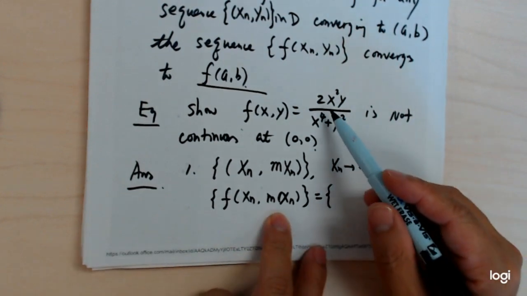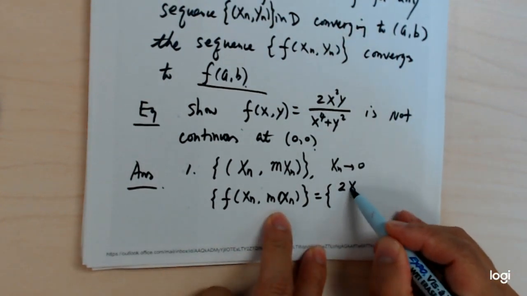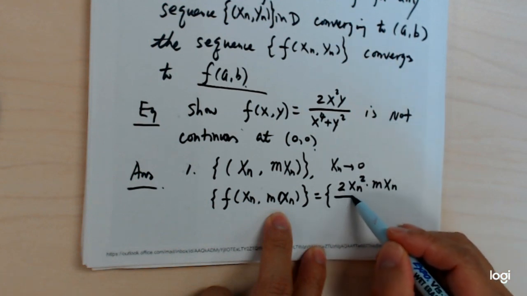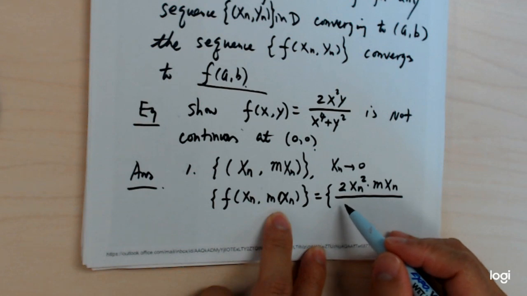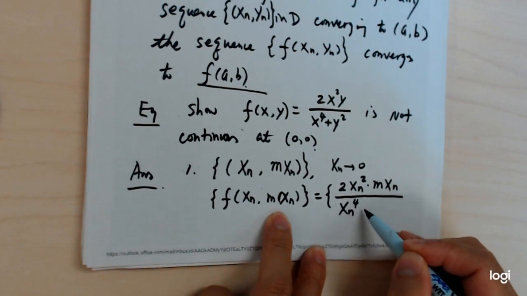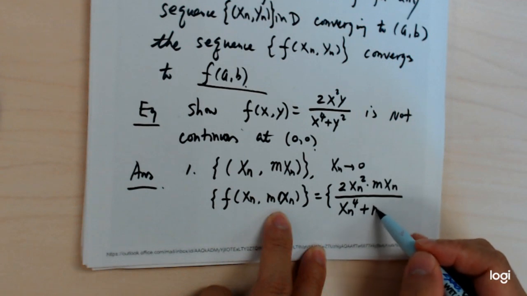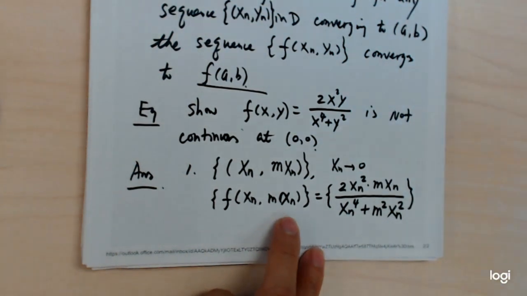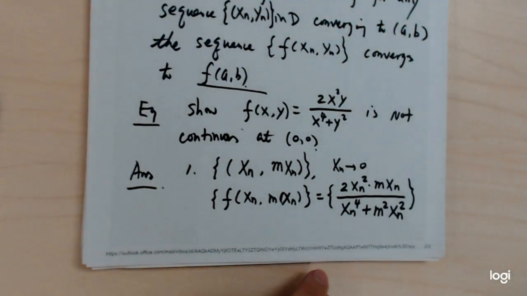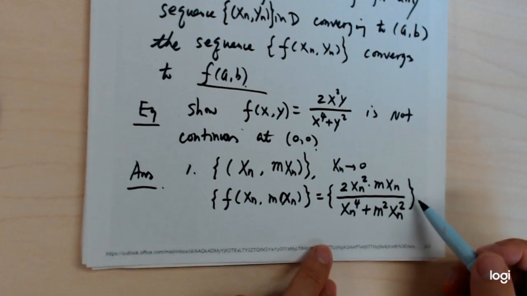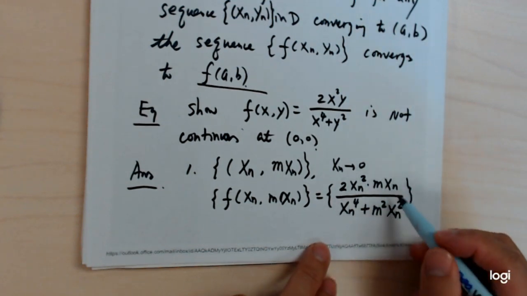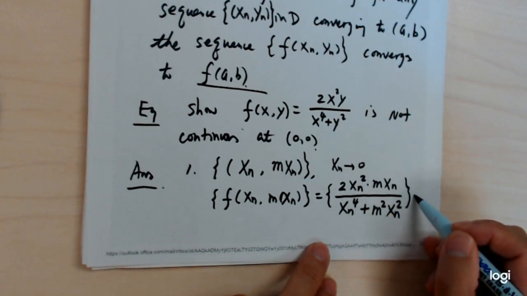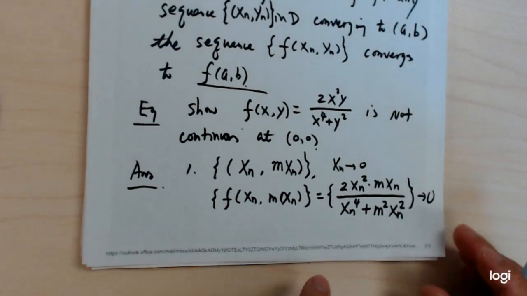And here's what I'm looking at. I'm going to plug this in: 2xn squared times m xn over xn to the power of 4 plus m squared xn squared. I want you to give it a shot and find the limit of this. It turns out this is just a real number sequence where xn goes to 0, and this turns out to go to 0. You're going to need to verify this by yourself.